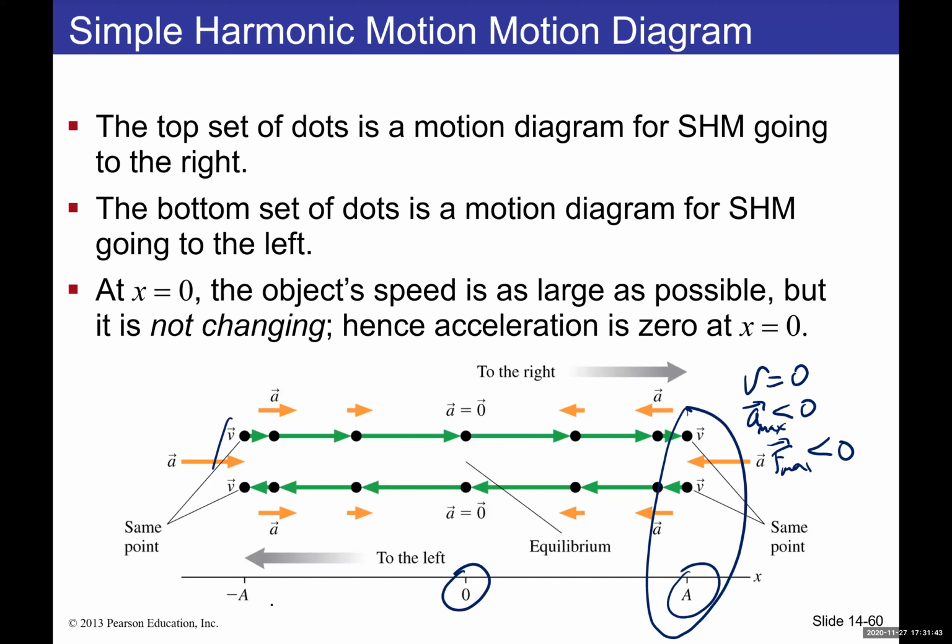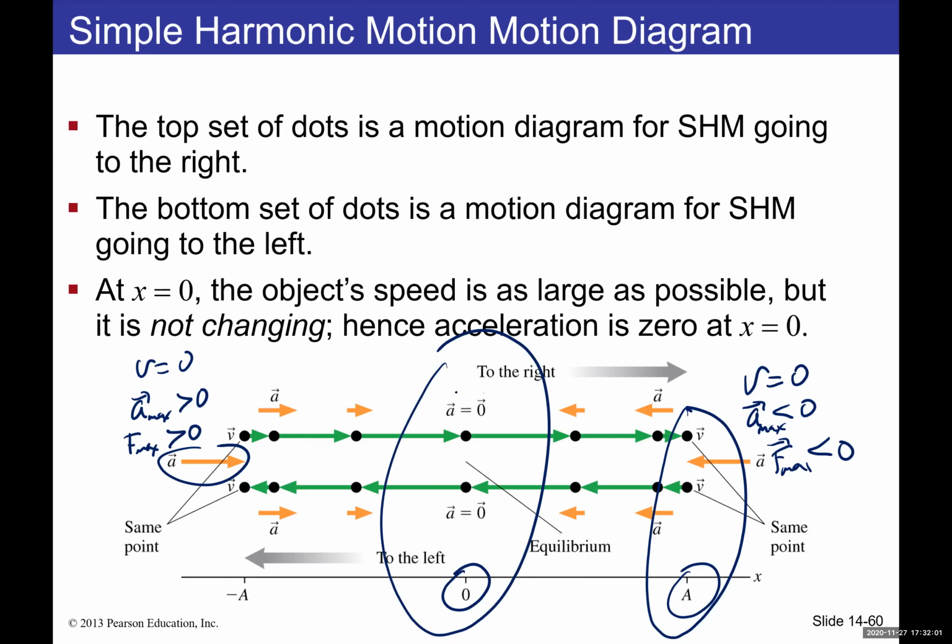And then when you go to x equals negative a, again velocity is 0, acceleration is maximum but positive, and force is maximum but positive, because force and acceleration are now pulling the system to the right, where the equilibrium is. At the equilibrium, there is no acceleration and no force, because remember, F equals kx. If x is 0, F is 0, and if F is 0, acceleration is 0.